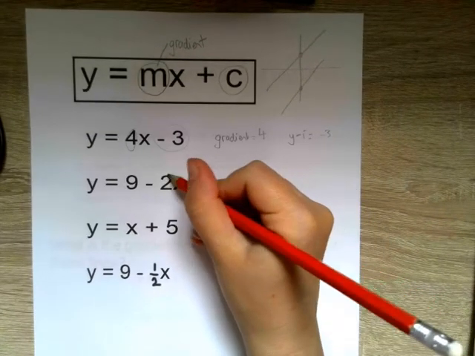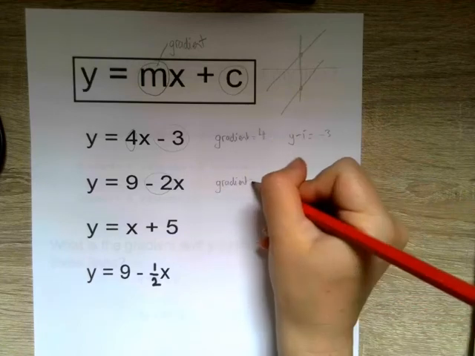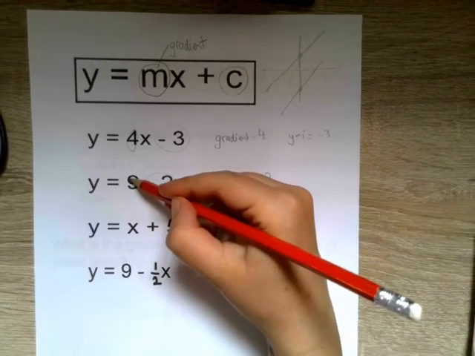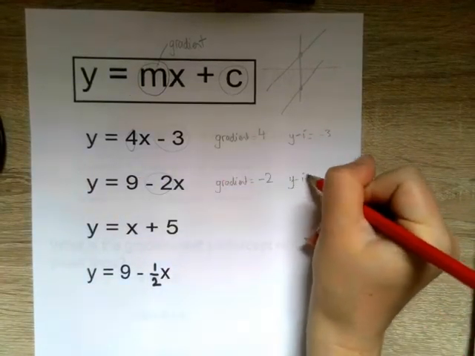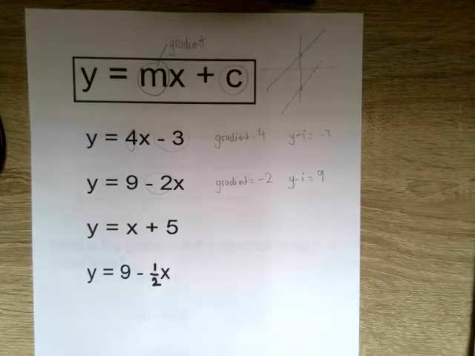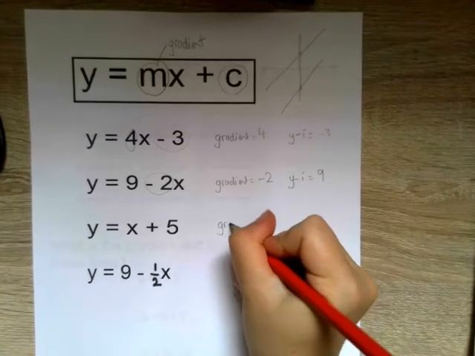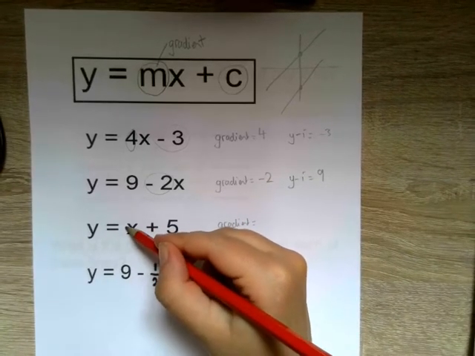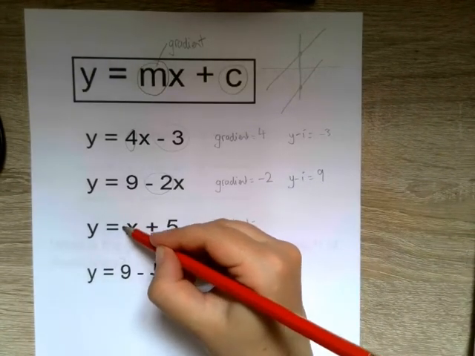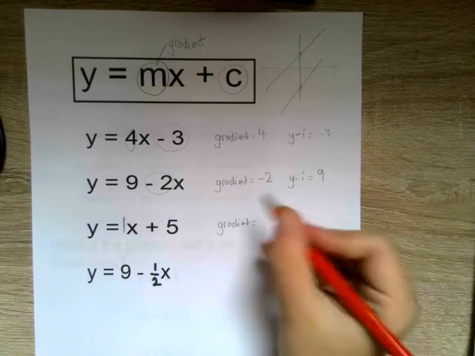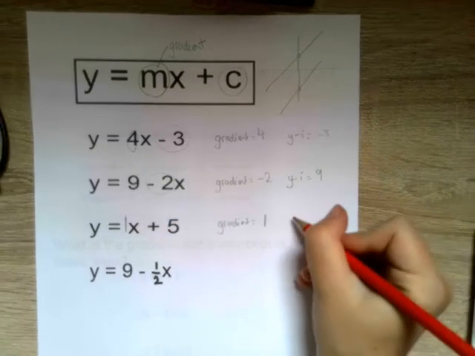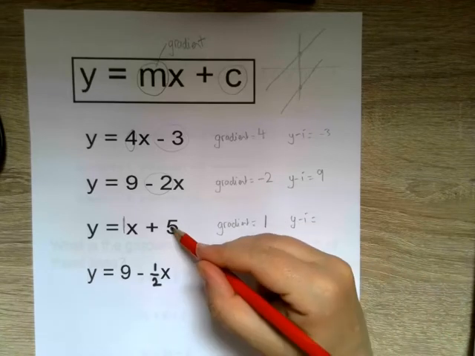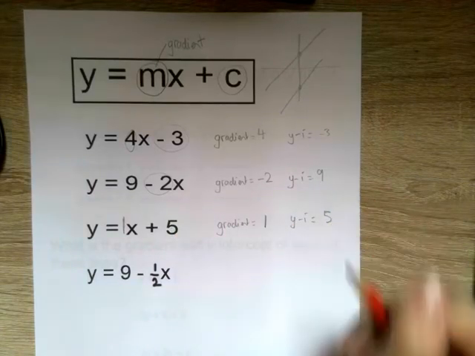So the x is here, so the gradient is actually -2, which means the y-intercept is the +9 over there. So just swap the order. Right, this one I've included just because your x is here and it looks like there is no number in front of it, but remember x is the same as 1x, isn't it? So the gradient on this one would be 1. Which means the y-intercept then is the +5.